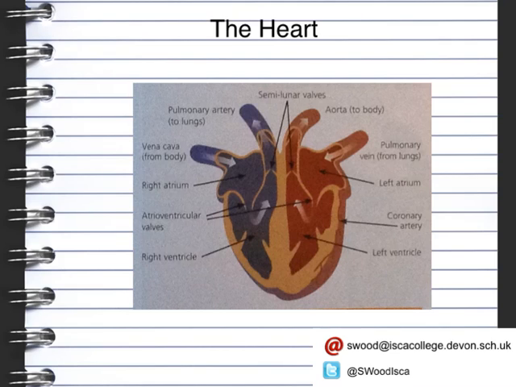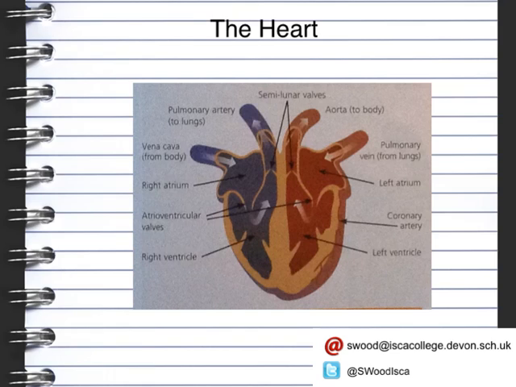Now from the lungs we get the blood coming back through the pulmonary vein. Pulmonary means the lungs, and this is the only vein that carries oxygenated blood. It comes in and fills up the left atrium, and then it goes through the atrioventricular valves into the left ventricle, and then the blood is pumped through the aorta to the rest of the body. And again you can see the semilunar valves on the way out to prevent any backflow back into the heart.